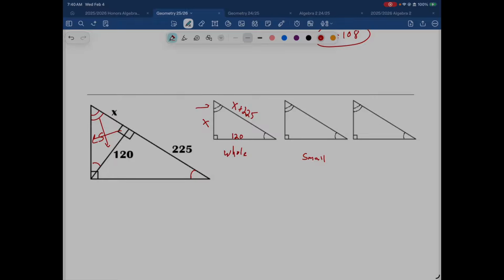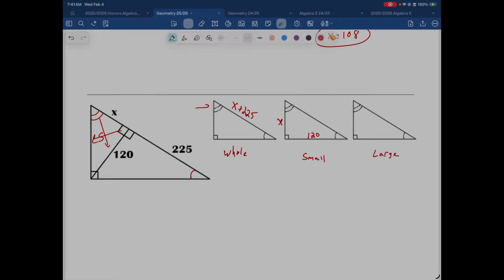And of course, I put it on the wrong one. So instead of the whole, let's put it on the small one. Let's put 120 there, opposite the 2. And let's put our X there on the small instead of on the whole one. Sorry about that. Now we're going to do the large.